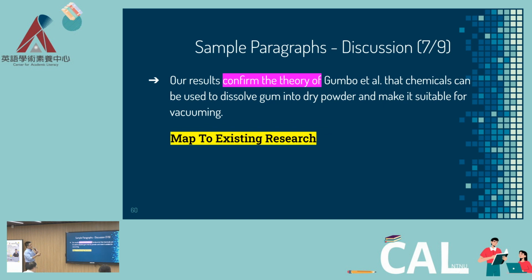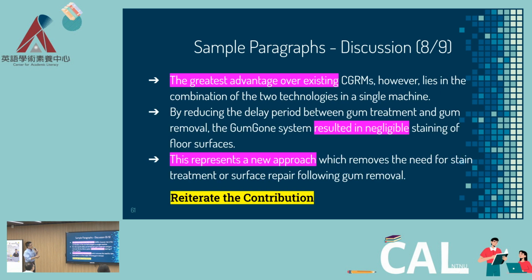Okay, next. Now we have to map to the existing research. Here our results confirm the theory, because Gumbel's idea was just to bring up the idea that you can use chemicals to dissolve the chewing gum to powder, and now you put it into test. So you map to the existing research, and we're going to provide more details on this. Mapping to existing research is a very important part of our discussion section. The next one, you want to tell what your main contribution is. Okay, the greatest advantage over existing gum removal machines, however, lies in the combination of these two technologies. So he used the ideas provided by Gumbel, right?